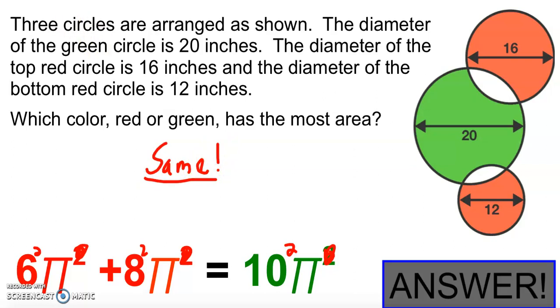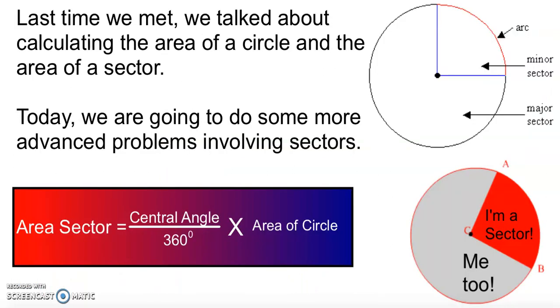All right, so let's take a look at some more example problems. Last time we talked about how to figure out the area of a circle, which is pi r squared. In order to figure out the area of a sector, you take pi r squared times the fraction of the circle that the sector is taking up. So a fraction of the circle times pi r squared gives us the area of a sector.